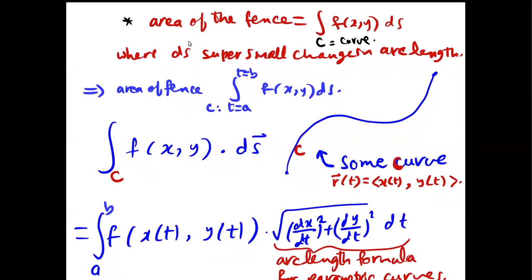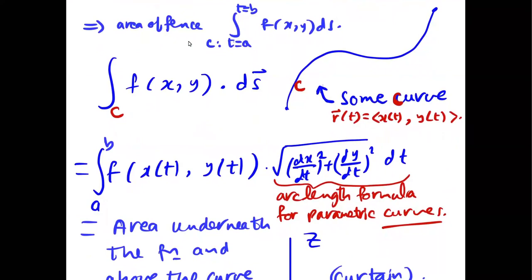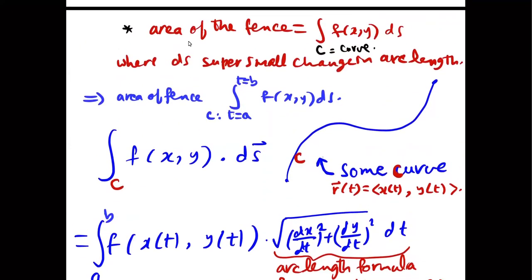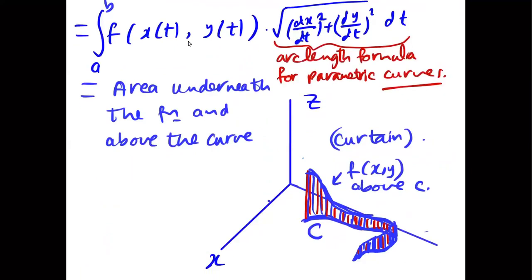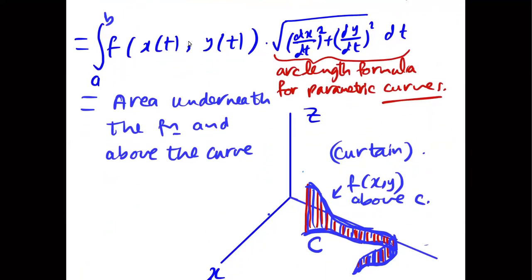So this is the first meaning we have for today. Area under the fence. As usual, area under the curve of the function. But today we have a function in two variables. Okay, we finished this. Think of this curve here in 2D.